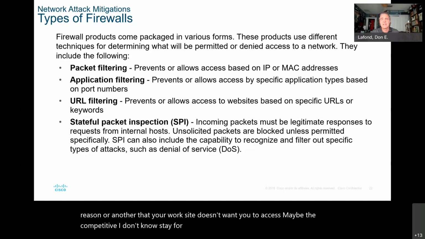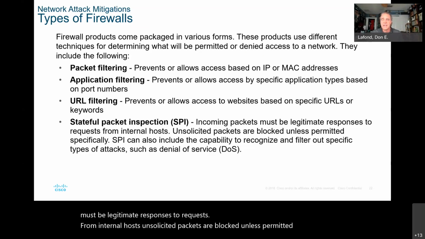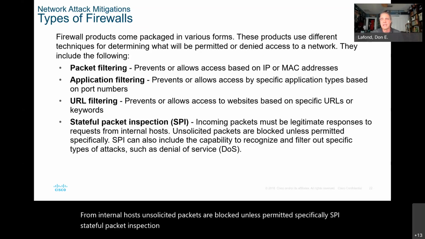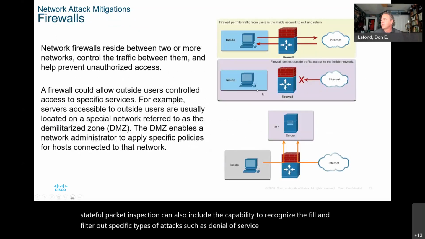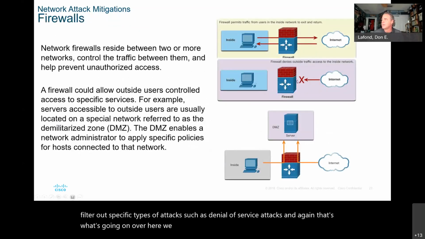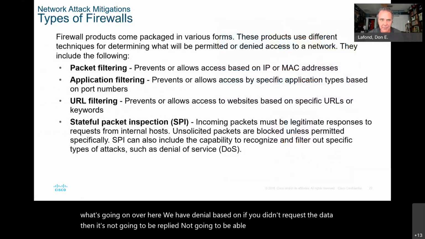Stateful packet inspection, SPI. Incoming packets must be legitimate responses to requests from internal hosts. Unsolicited packets are blocked unless permitted specifically. SPI, stateful packet inspection, can also include the capability to recognize and filter out specific types of attacks, such as denial of service attacks. And again, that's what's going on over here. We have denial based on if you didn't request the data, then it's not going to be replied, not going to be able to reach the inside network.